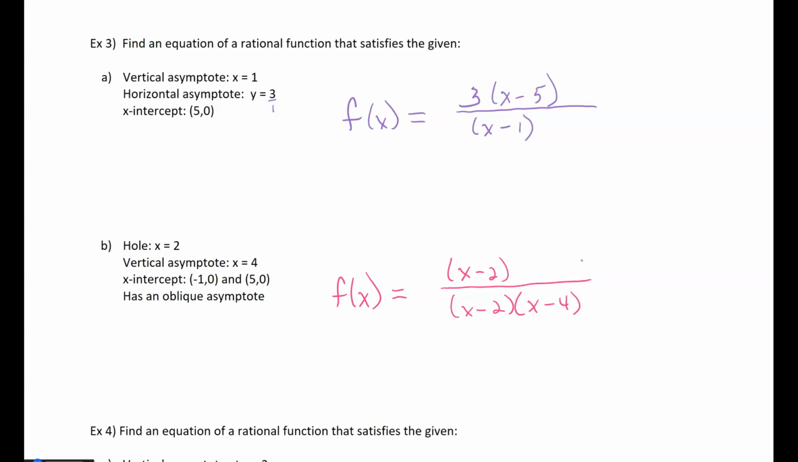Next, we have x-intercepts at -1 and 5, and the x-intercepts are going to come from the numerator, so -1 would come from the expression x plus 1, and 5 would come from the expression x minus 5. And it says we have an oblique asymptote. If we look at this, this is currently an x cubed in the numerator and an x squared in the denominator. So this is big on top, and so this would give us an oblique asymptote.